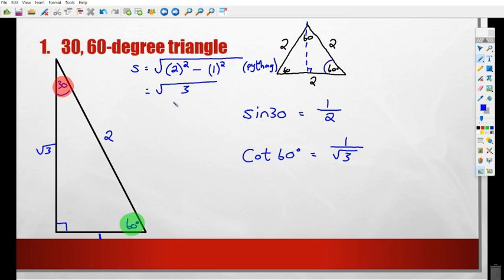I can give you one more example. Let's say find cosec of 30 degrees. Go do that quickly.